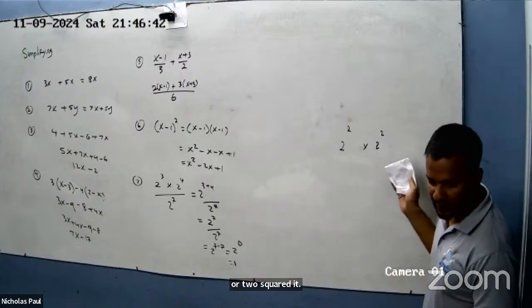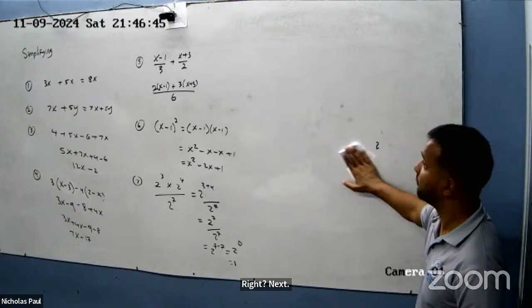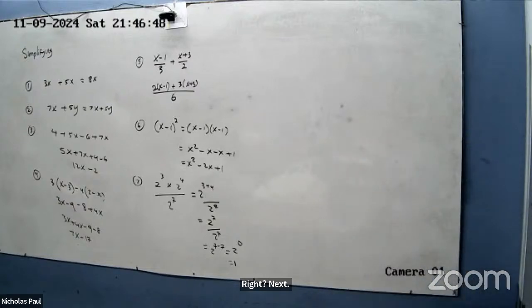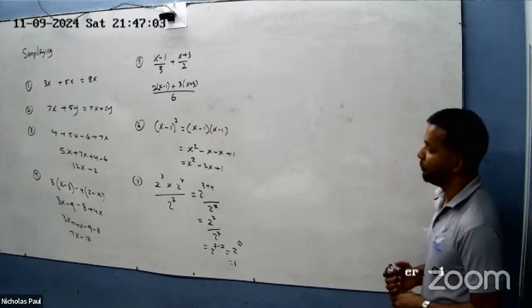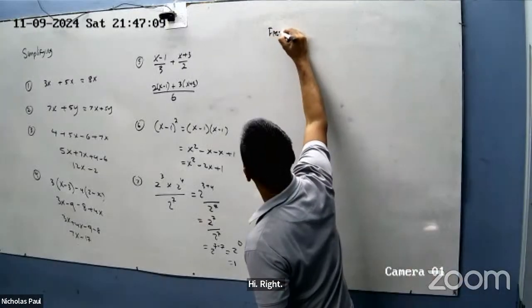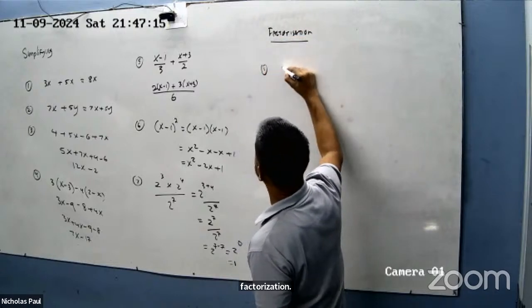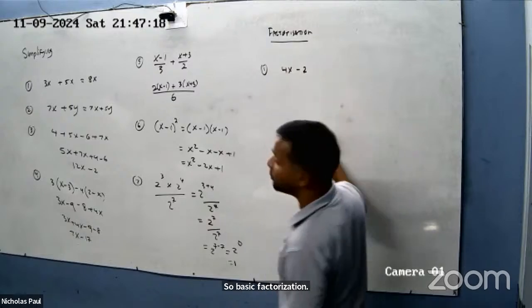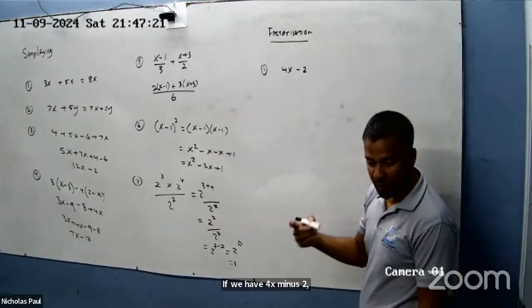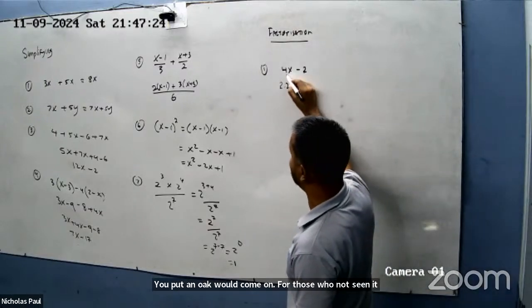Right? Next, let's take a look at some factorization. So basic factorization, if we have 4x minus 2, you put it out with common. For those who have not seen it properly as yet, you can do this. 2 by 2 is 4 by x.